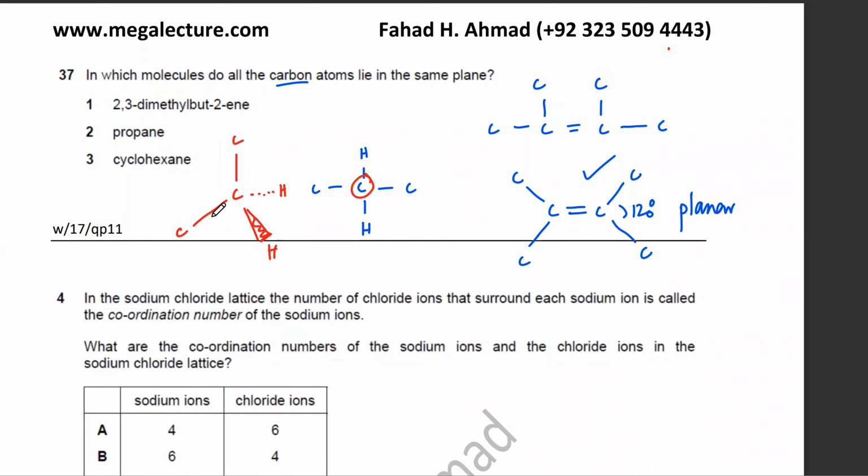The carbon atoms can be planar. They can exist in the same plane. One of the H would be pointing towards you. One of the H would be going into the board. So even in the tetrahedral shape, the carbon atoms can lie in the same plane. So the first one is correct and the second one is also correct. And the last one is cyclohexane. Can that be planar?